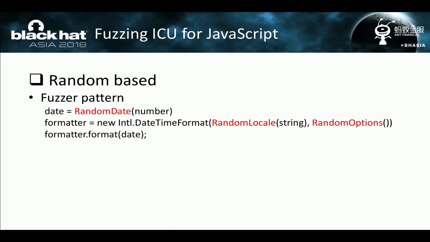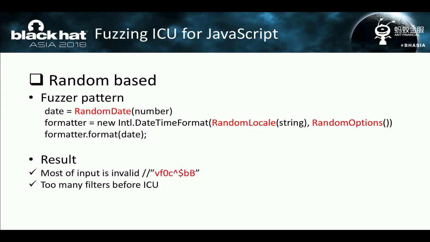When I started fuzzing, I first thought about random-based fuzzing. The fuzzer generated the date number, the locale, and the options randomly, then called the format functions. But the result was very bad because most of the input was invalid. Just like this locale, there are too many filters before ICU, so the locale cannot bypass all the filters.